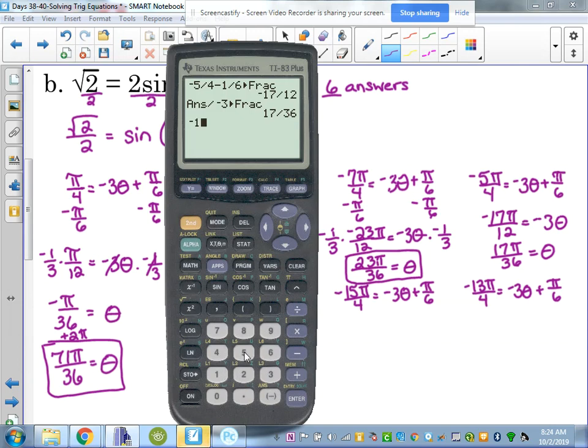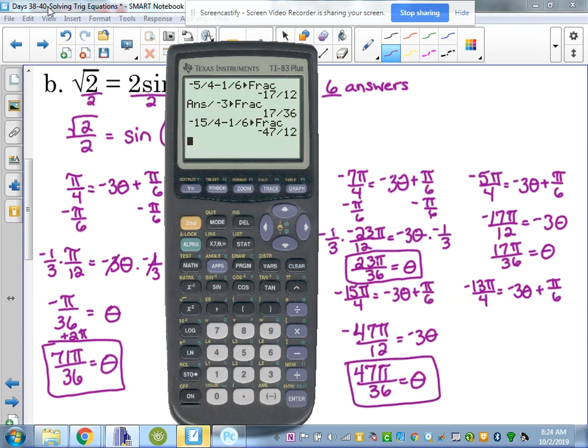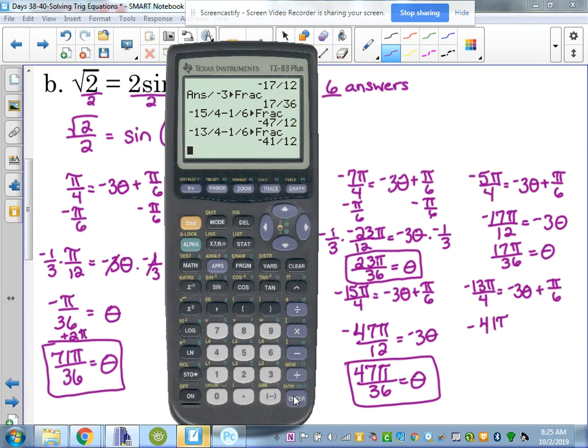Okay, do it again. Negative 15 over 4 minus 1 over 6. Enter. Negative 47 pi over 12. And that's going to give us positive 47 pi over 36. So all of our answers here end up giving us over 36. Because we're doing the same thing. We start with something over 4, we subtract a 6, and when we multiply by 1/3.